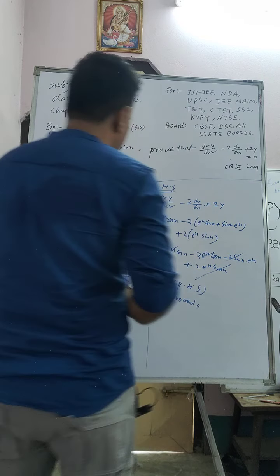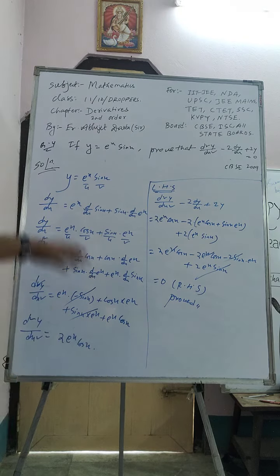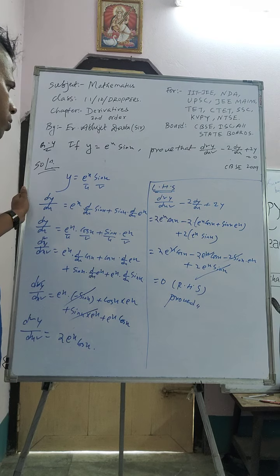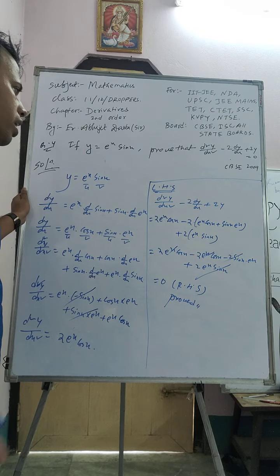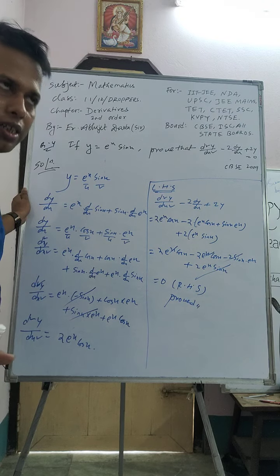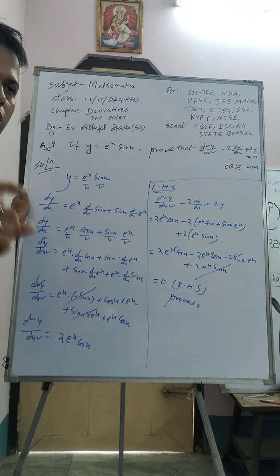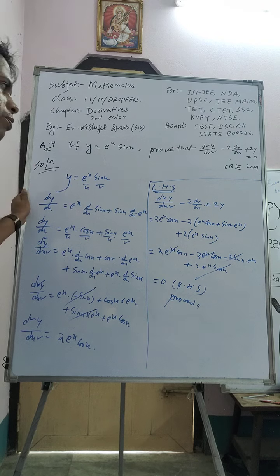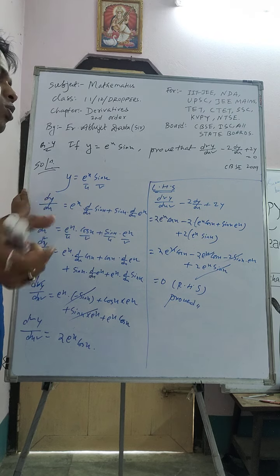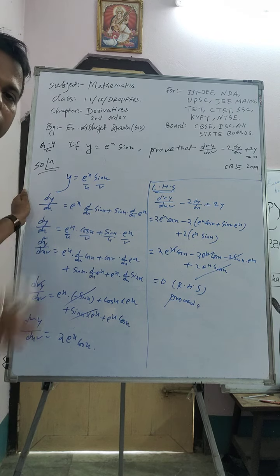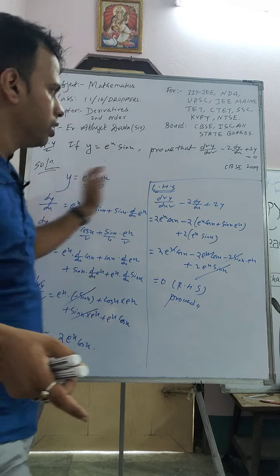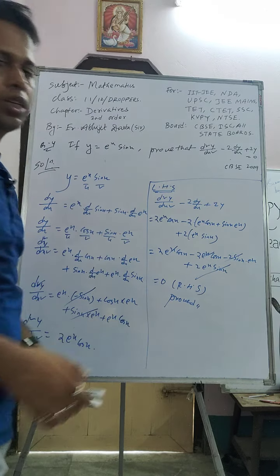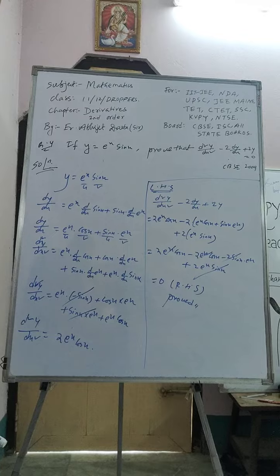So you have to remember in this type of question, you have to differentiate first order, then again differentiate the first order derivative, and after that take the left hand side part of what has to be proved, and after that you put the values of the second derivative, first derivative, and y, and after simplification the right hand side will come out. Okay, so I hope this is helpful.